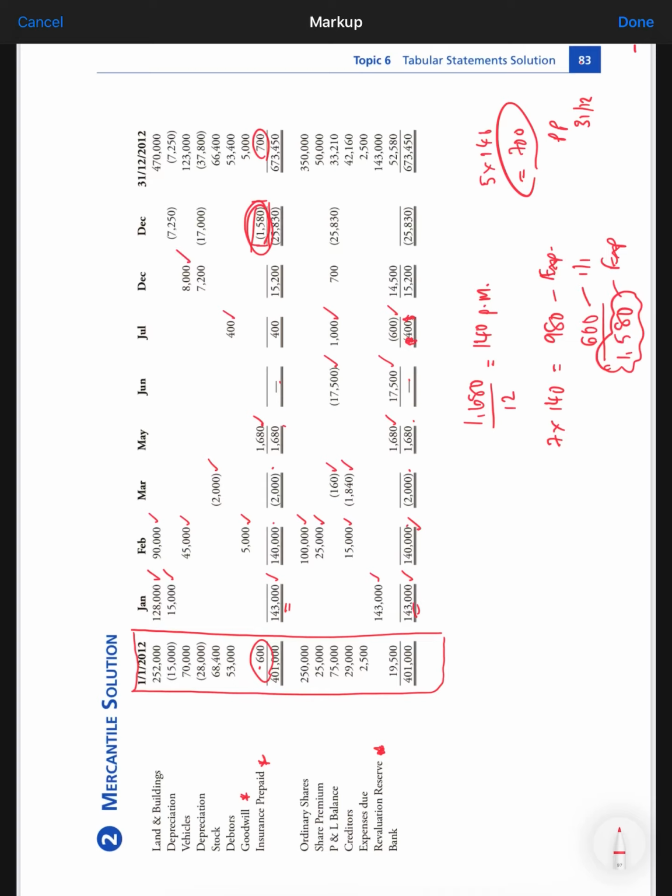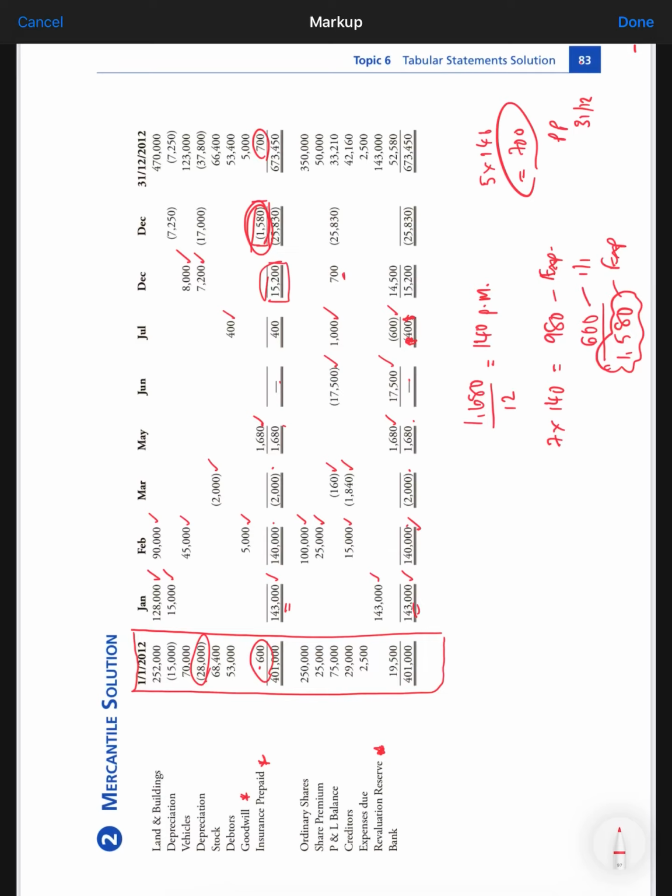Remember, when you're trading in a new van, what goes with it? Your depreciation. Why is it a positive? Because you want to decrease your depreciation. Because your depreciation over here, if you look at it, is a negative figure. That gives you 15,200. Now, don't worry about the 700 just yet.